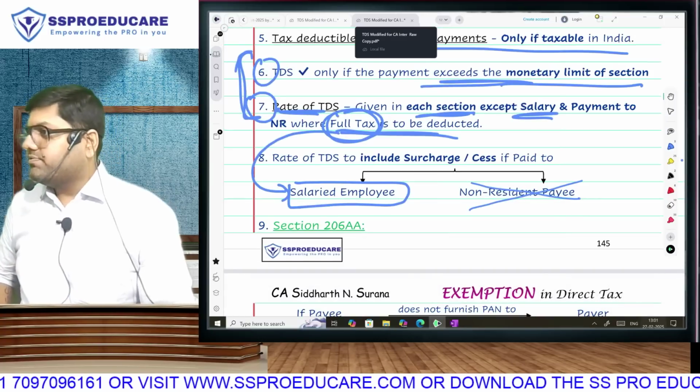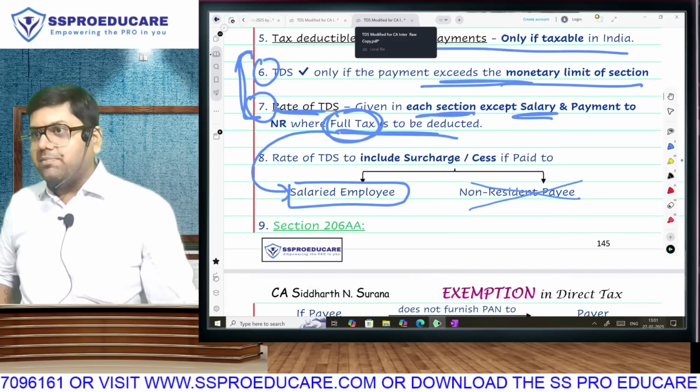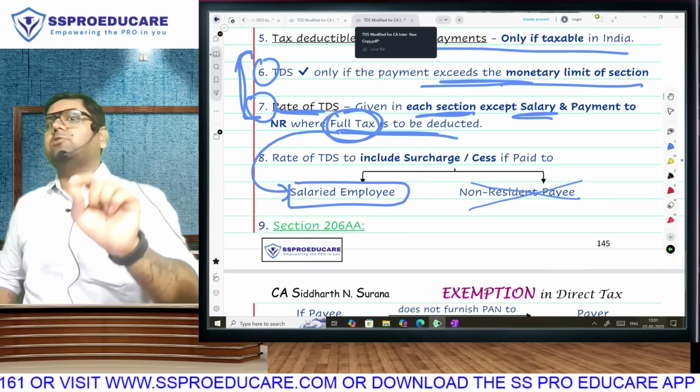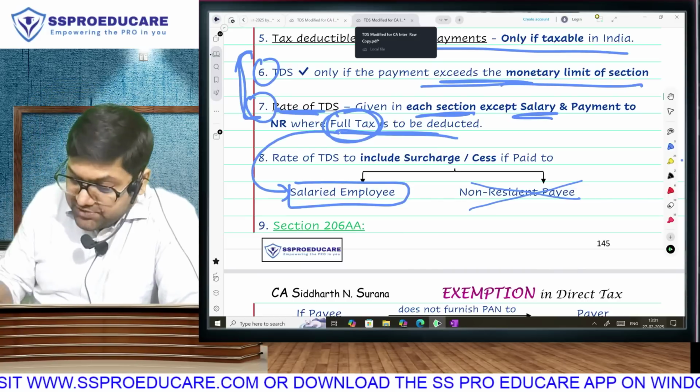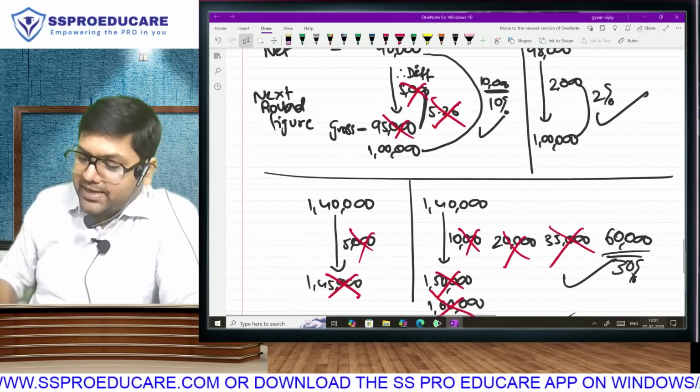Everything is there in the PDF. But how many of them will you be able to learn? And forget about that, how many of them will you be able to retain and reproduce in your exam answer paper? Which is why I am giving you this shortcut technique.